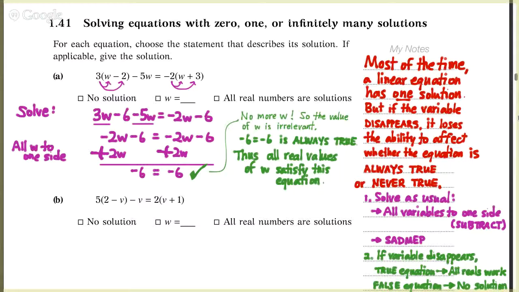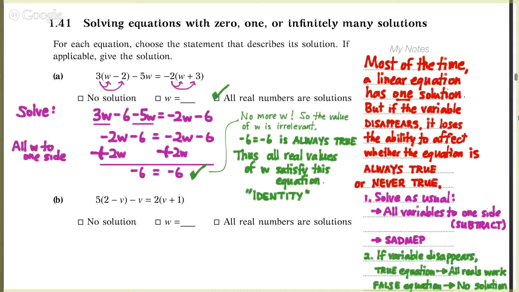So all real values of w satisfy the original equation, because all real values of w satisfy this identity that we derived at the end. Identity, by the way, is the name that we give to this phenomenon, right? That we started with an equation that had variables in it, but whose truth value was always true regardless of the value that that variable took. So how do we respond to this question? We're going to choose the option that says all real numbers are solutions.